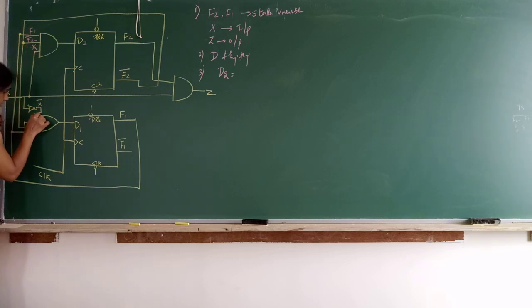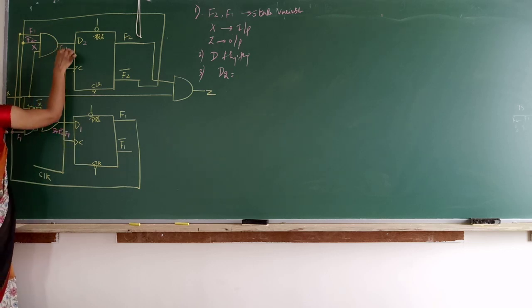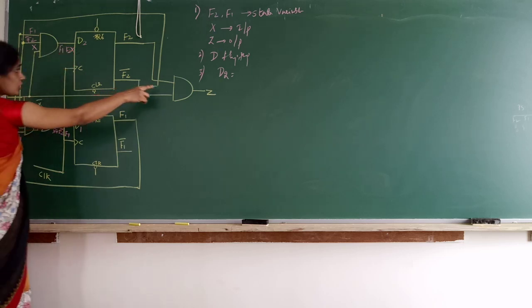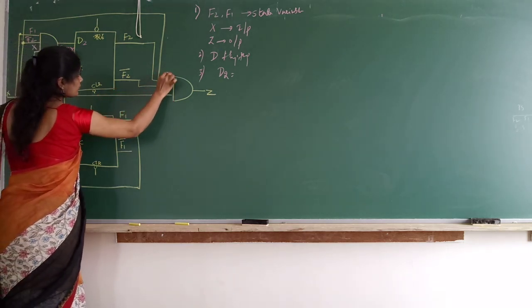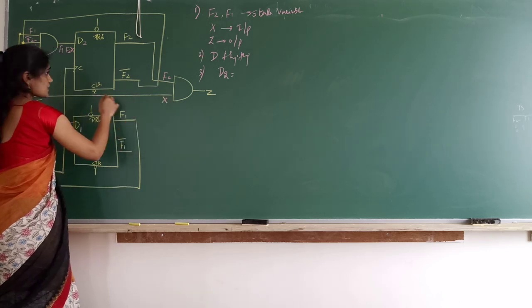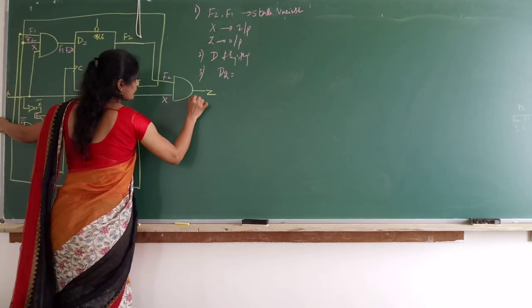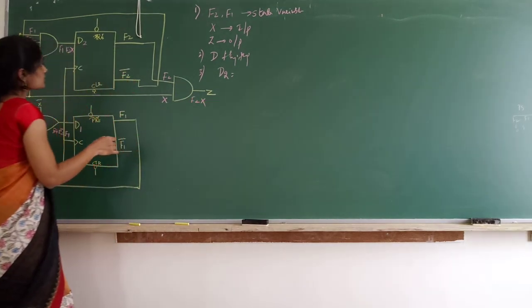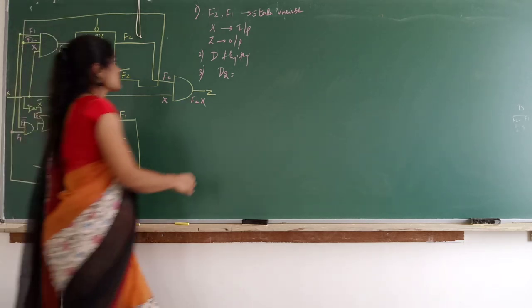So this is X bar. Let me write the inputs for this gate also. This is F2 bar, and this will be F1. So this is X bar plus F2 bar F1. And this is F1 F2 X. And what are the inputs for this? This is F2, and this will be X, right? So this will be F2X. Am I correct? Yeah.